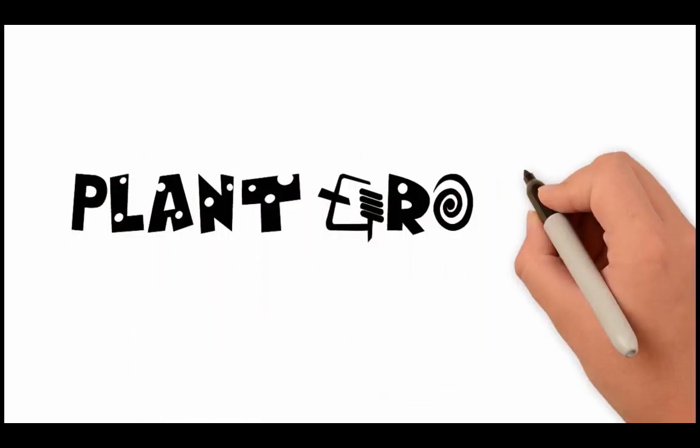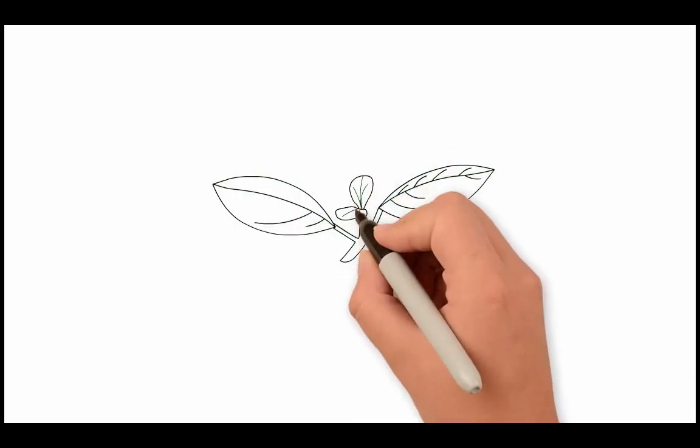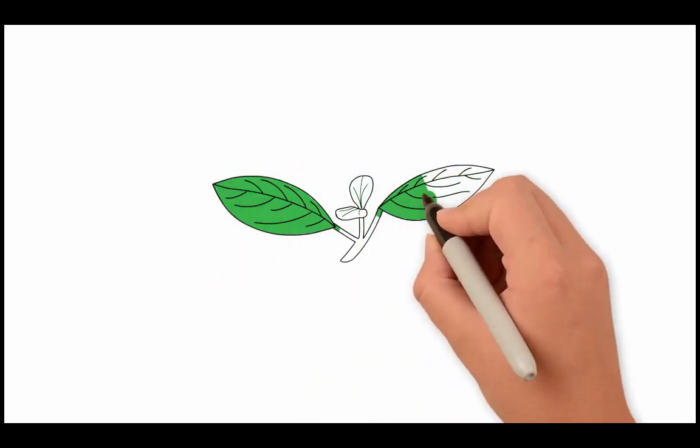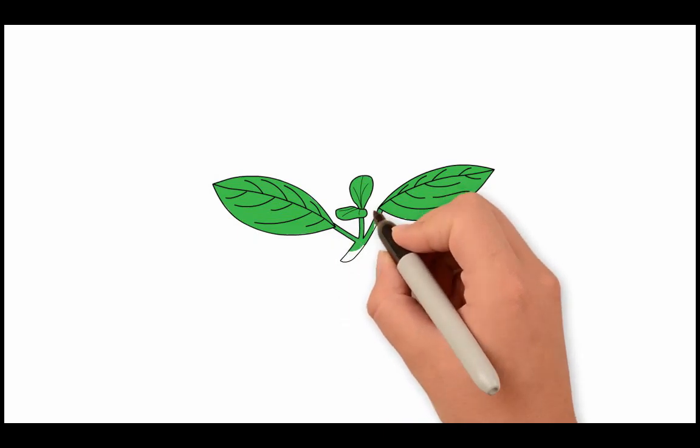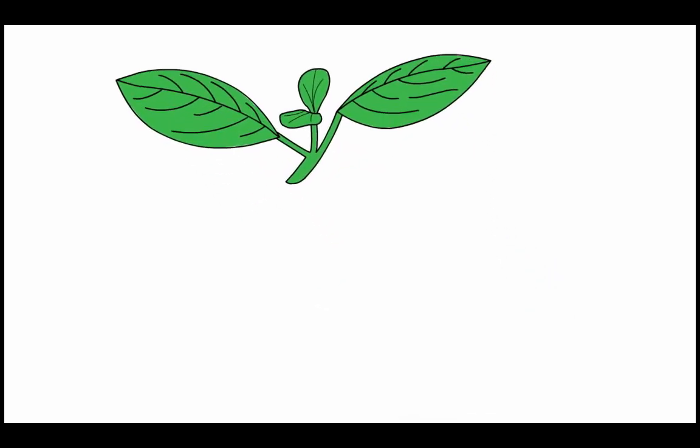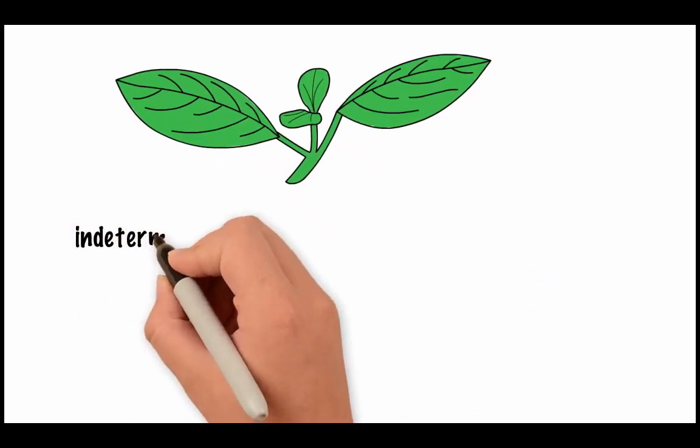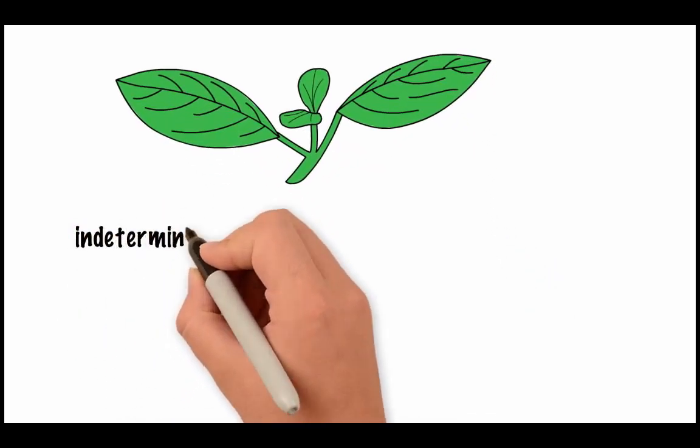Hi, it's Ms. Barnhart, and let's continue our discussion of plants with a look at the plant life cycle and how they grow. Unlike animals, plants have what is called indeterminate growth. What this means is that certain plant parts will grow and differentiate throughout their lifespan.